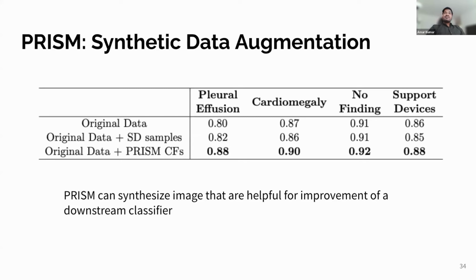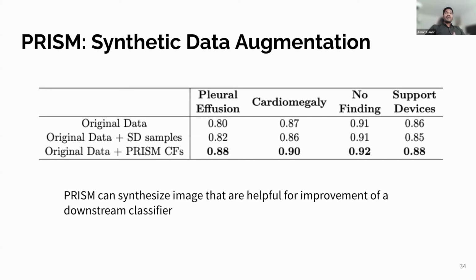And if you randomly augment with samples taken from Stable Diffusion, you get minor improvement or no improvement at all. But if you synthesize samples from Prism and augment, so original data plus Prism, you can see there is a clear jump in the performance across different diseases, especially pleural effusion. Therefore, that leads us to the conclusion: Prism can synthesize images that are helpful for improvement of downstream classifiers.